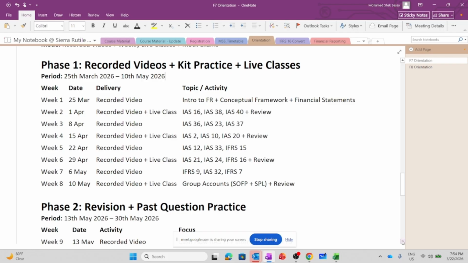For example, I'm going to explain to you the distinction between the qualitative characteristics and the fundamental characteristics. Also, we are going to look at the definition of assets. We are going to look at the definition of liability. We are going to look at the definition of the elements of the financial statement. So I'm going to explain the key areas, the strategic areas for the examination, and the areas that are frequently tested on this particular subject matter is what we are going to focus on in the live online session.